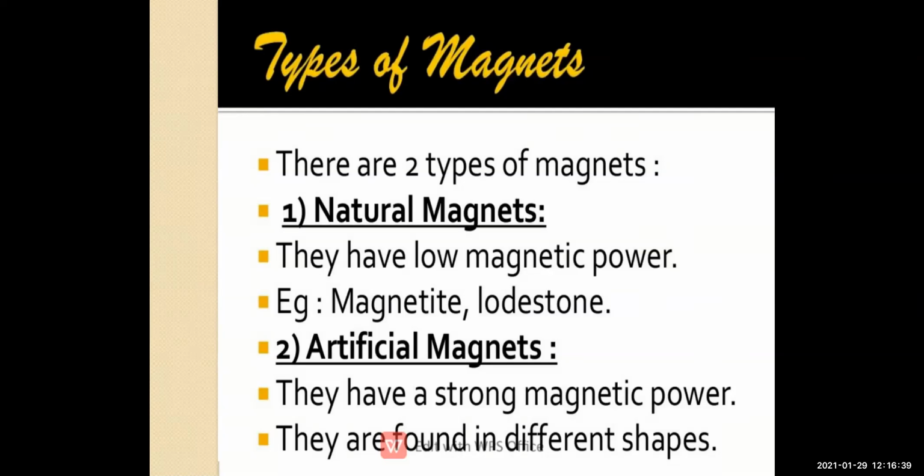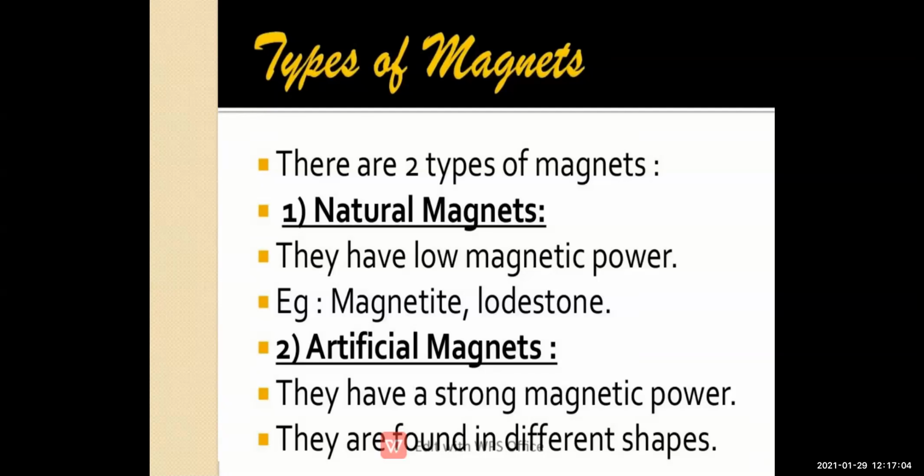So what is the difference between the natural magnet and the artificial magnet, students? The natural magnet has low magnetic power. The attraction power of the magnet is low, whereas in an artificial magnet the attraction power is more. What are the examples of the natural magnet? That is magnetite and lodestone.